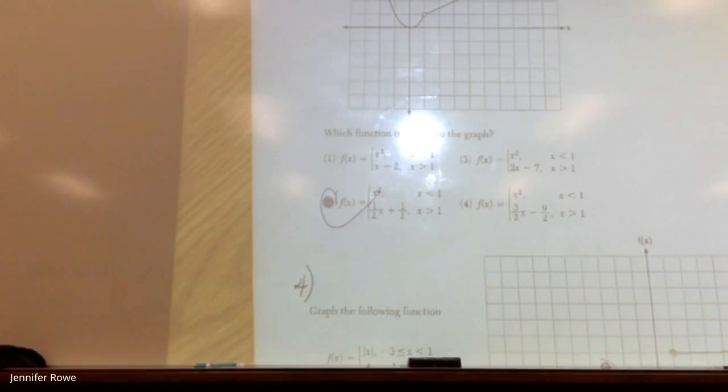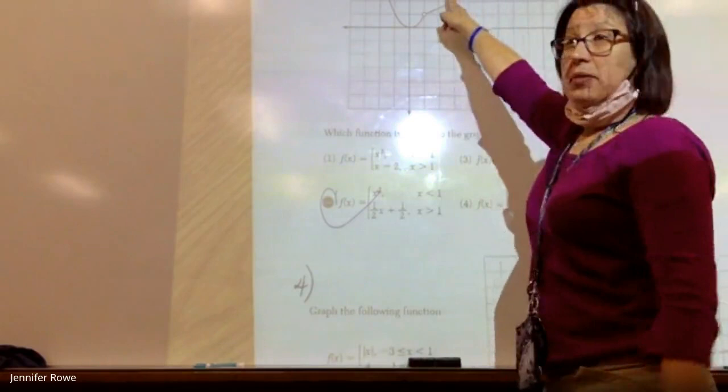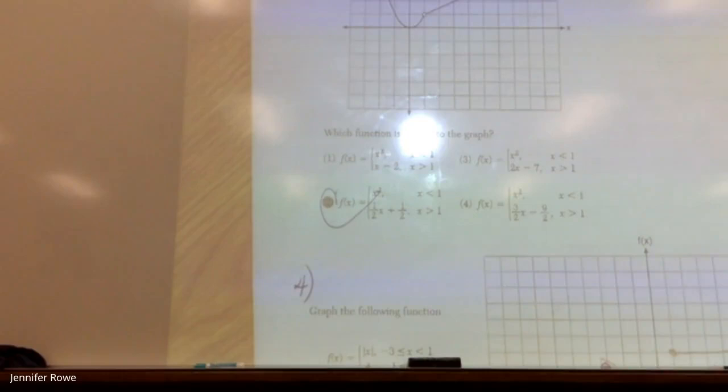The 2x minus 7, if you put that in your calculator, the line was way down here. Obviously not that. That was just a process of elimination. This one was way down here. Obviously not that. Again, just a process of elimination on that one. I know you didn't like the fractions too much, but it is what it is.